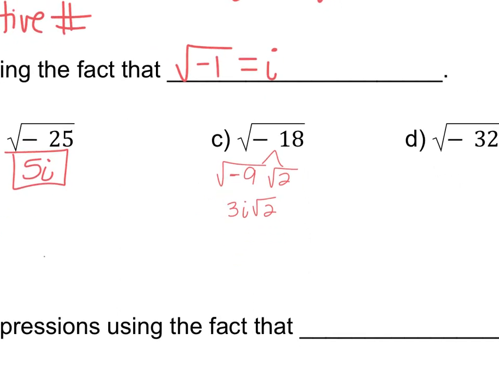Let's write a little note. Never leave a negative under the square root. Always pull it out and make it an i.